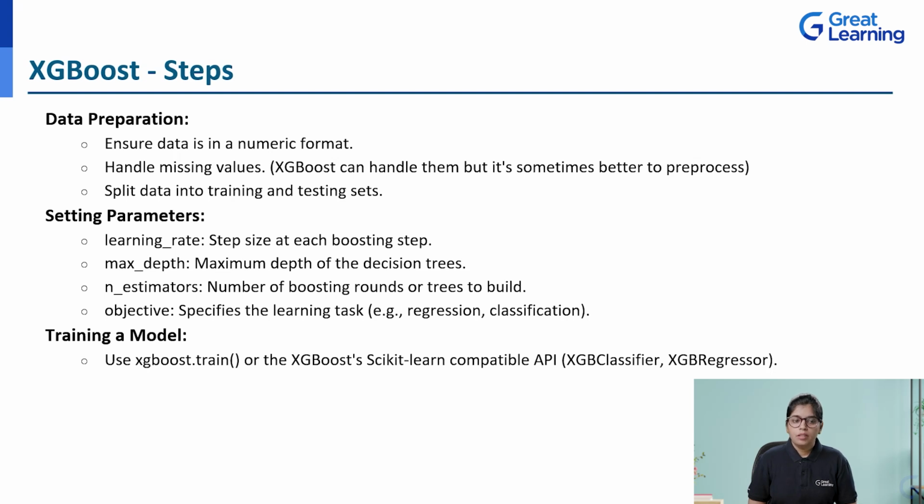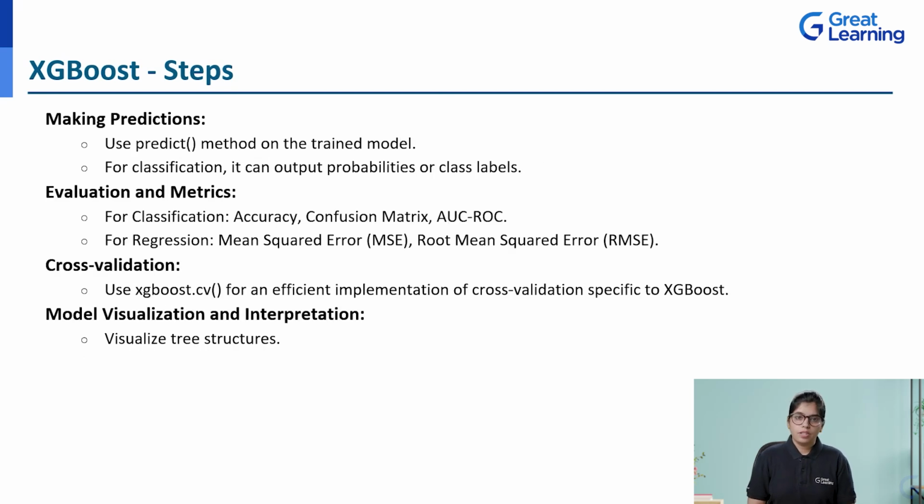Now in training a model, once you perform these two things, then you have to use the XGBoost.train function or the XGBoost scikit-learn compatible API, that is XGB classifier and XGB regressor. If it is classification, then we use the classifier, or if it is regression, then we use XGB regressor. The next is, once you train the model, making predictions. Use the predict method that we apply on the trained model, because once our model gets trained, based on that only we can do the predictions. For classification, it can output probabilities or class labels.